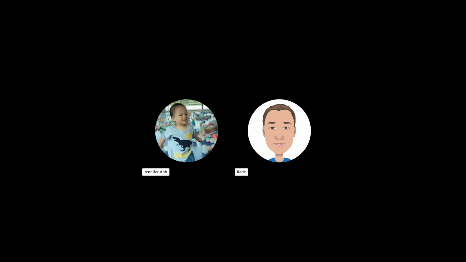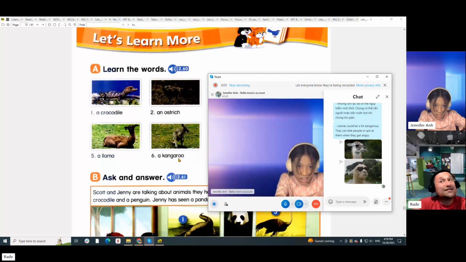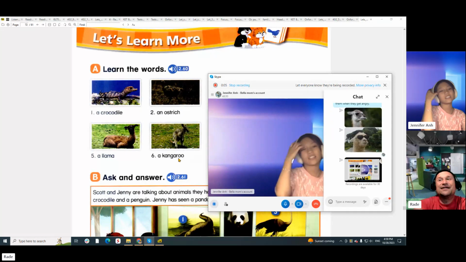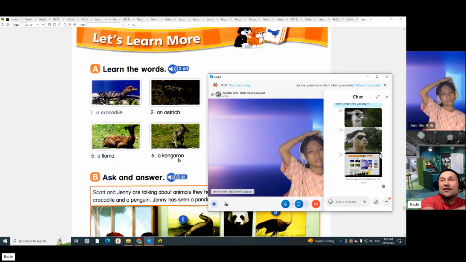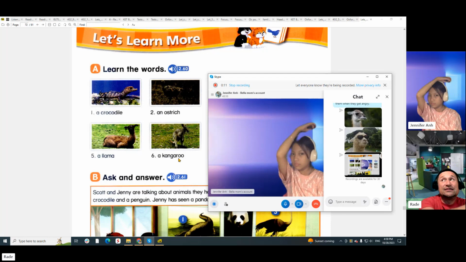What do you think, Bella? Kangaroo, I think. Australia. Yes, that's right. They live in Australia. And Bella, can you tell me one more animal living in Australia that eats eucalyptus tree leaves?